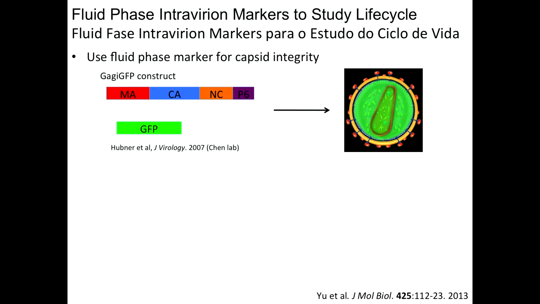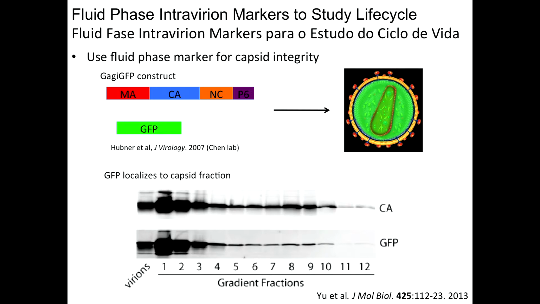And I always argued that there was going to be some GFP in the cone, and there would be some GFP outside of the cone. Others felt it was all going to be on the outside of the cone. So we did some work, including, say, you take the viruses and you lyse them and you run them out on a gradient.